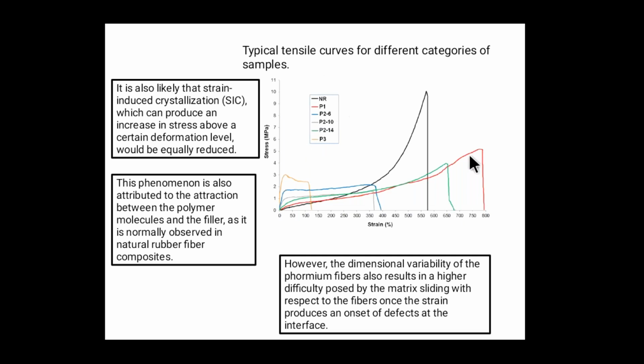Okay, so this figure is a typical curve obtained for the 6 series specimens. It illustrates that in all cases there is a considerable decrease in the tensile strength. This decrease in tensile strength is with respect to the pure rubber. It is also likely that the strain induced crystallization, which can produce an increase in stress above a certain deformation level, would be reduced.